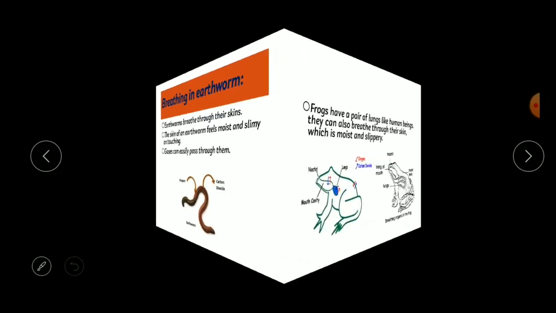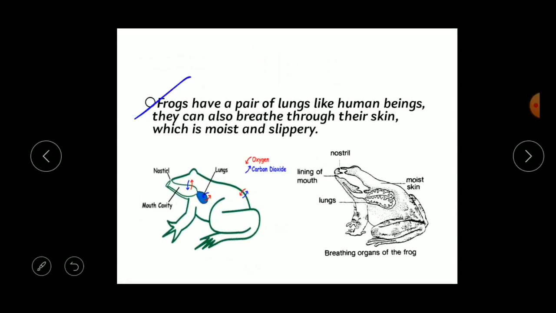Understood, children? Okay, the next point is, frogs have a pair of lungs like human beings. They can also breathe through their skin, which is moist and slippery. The frog is an amphibian, right? So they can breathe on land by lungs like us. When they are on the land, they breathe through their lungs. They have nostrils and they inhale and exhale through their nostrils like us. For that purpose, they have lungs when they are on the land.